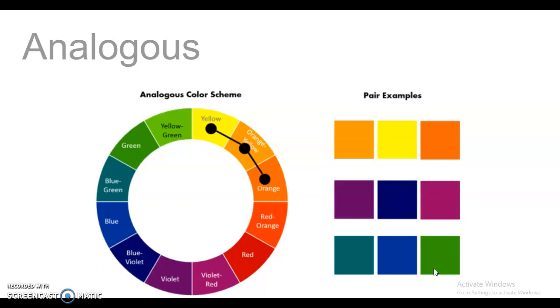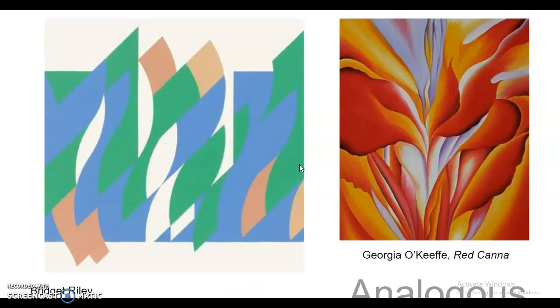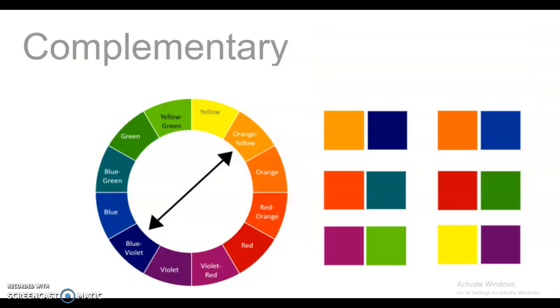Now, an analogous color scheme is a color scheme that is using neighboring colors on the color wheel. They're friendly to each other. They're friendly neighbors, and they have a nice harmony when you're using them. Any combination of 3 or 4 colors works very well in this color scheme. And here are some examples of Georgia O'Keeffe and Bridget Riley and their color schemes. These are analogous.